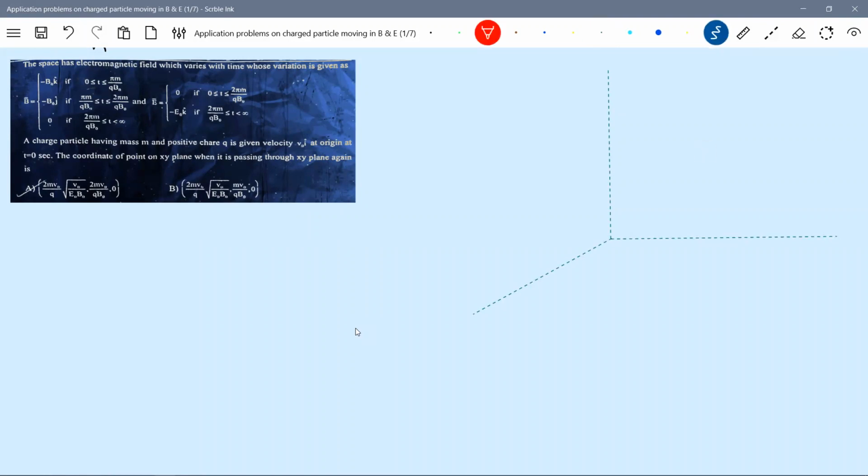The magnetic field will be directed into the plane for an interval of time. How much? Half of the time period of revolution. Where is the charged particle? The charged particle is here.